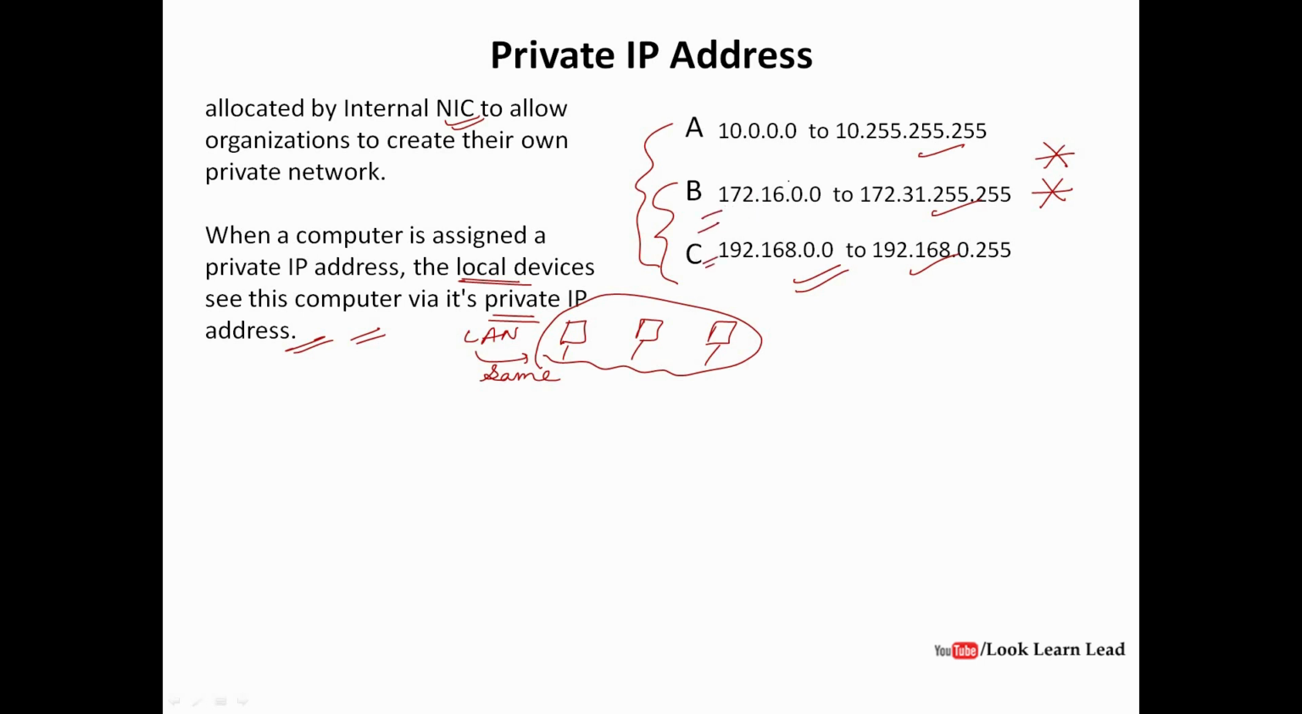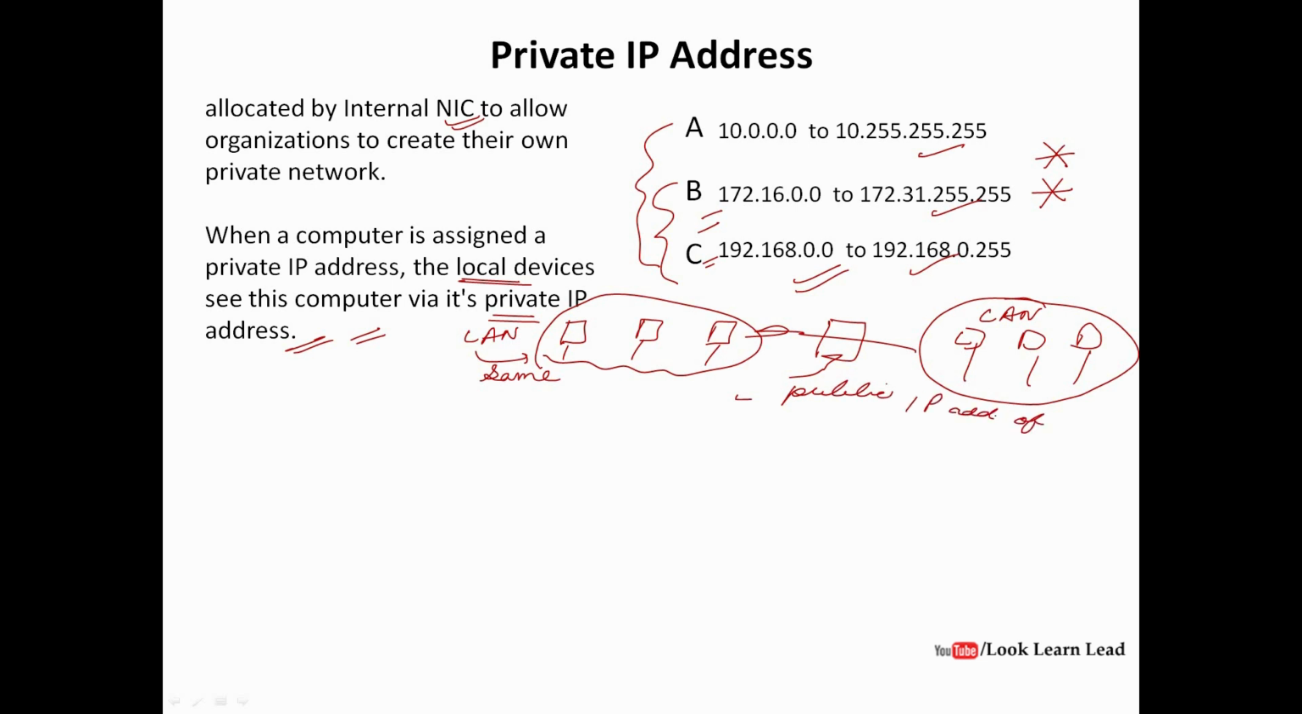Suppose we have two LANs, LAN 1 and LAN 2, and here we have some systems. If this LAN wants to communicate with a system in the other LAN, how would they communicate? They cannot communicate using private IP addresses. They have to use the public IP address of the router.